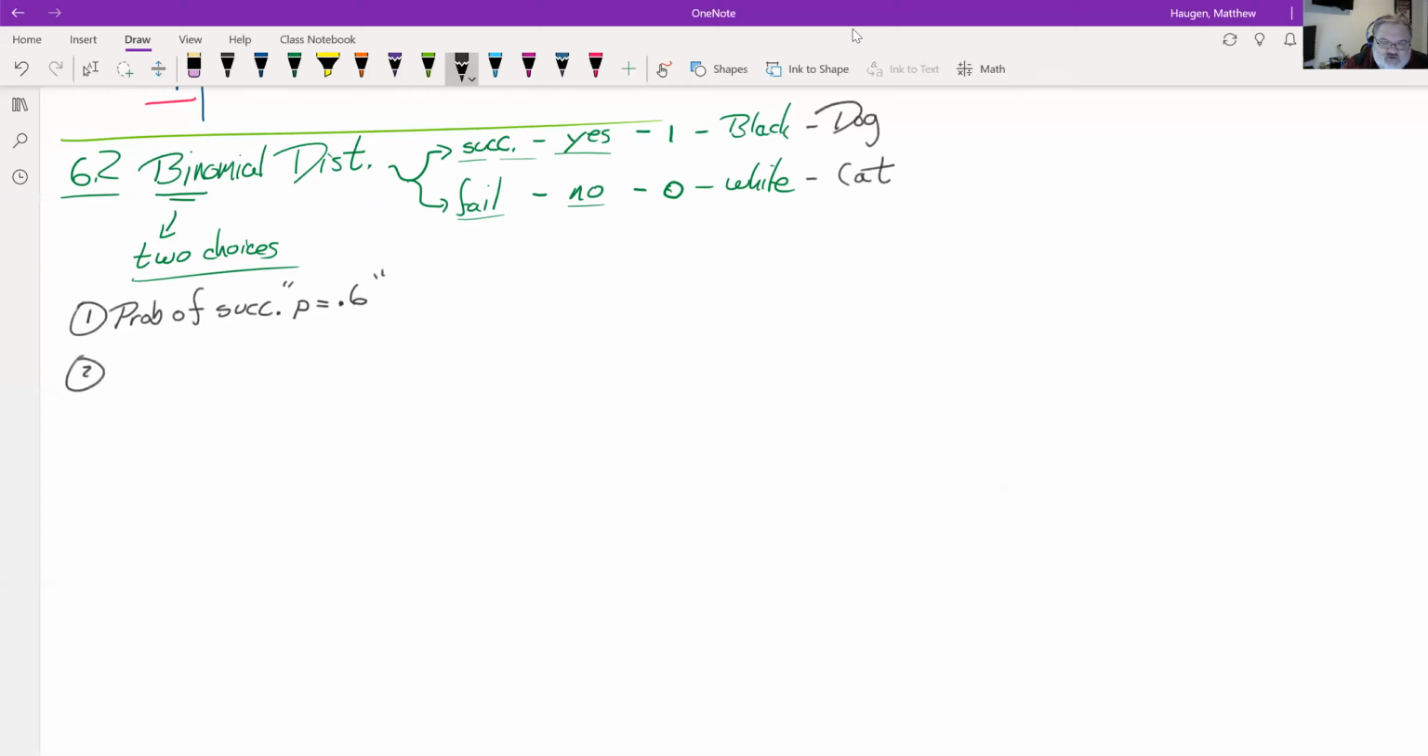Now, the variable that we study in binomial distributions isn't yeses and nos, it is the number of yeses, the number of successes in n trials.